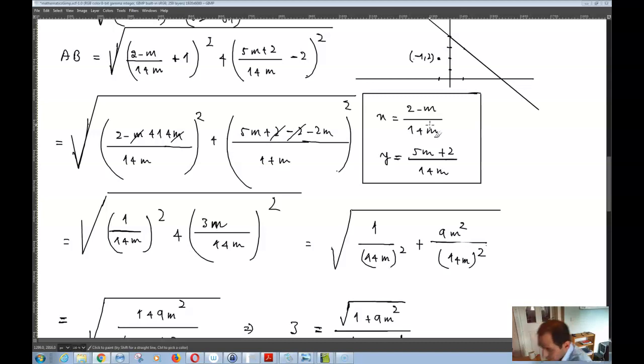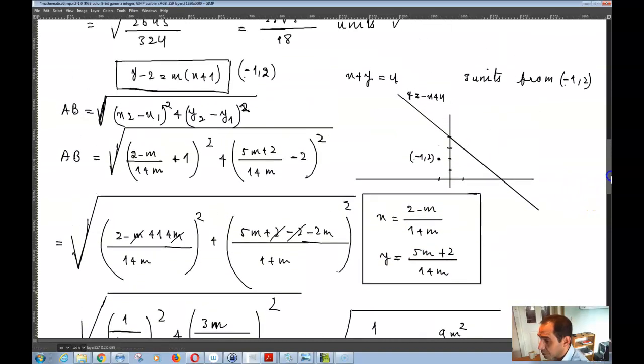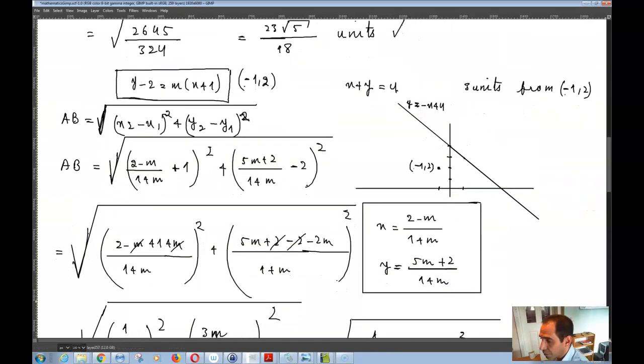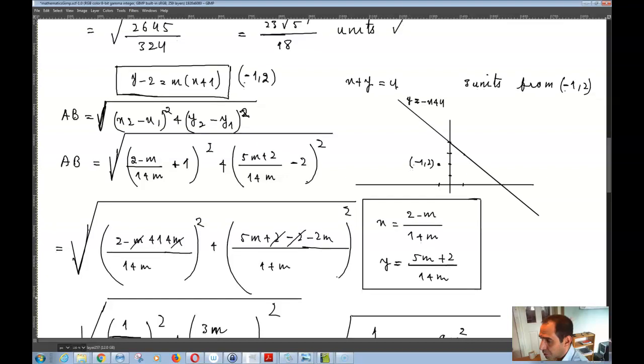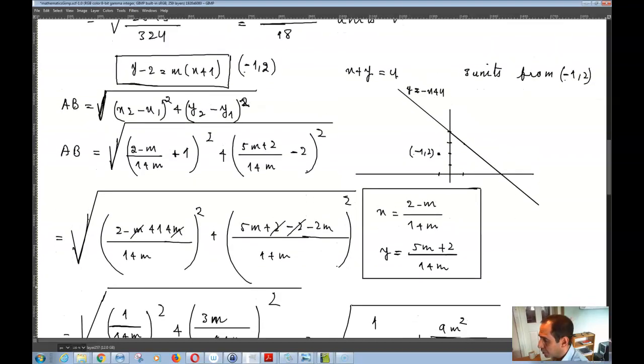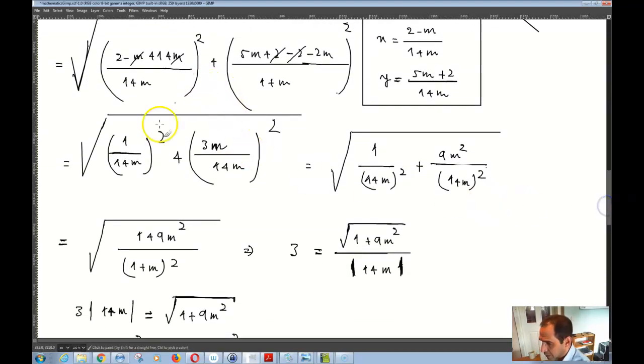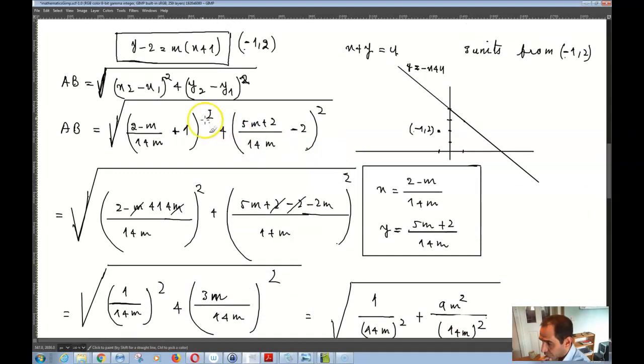Okay, so it seems that the point that we found over here was correct. There was no problem with that, and it seems that we have made some mistakes while solving this equation over here, the equation that we wrote over here based on the distance formula.